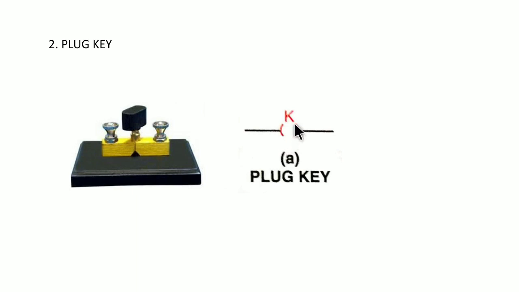If the key is removed, then there will be nothing over here, so it will be an open circuit. Once the key is inserted, then this symbol will be there. This means that it is continuous. That means the current can flow from this terminal to this terminal, and in this case the circuit is complete. So this is the symbol for a plug key.